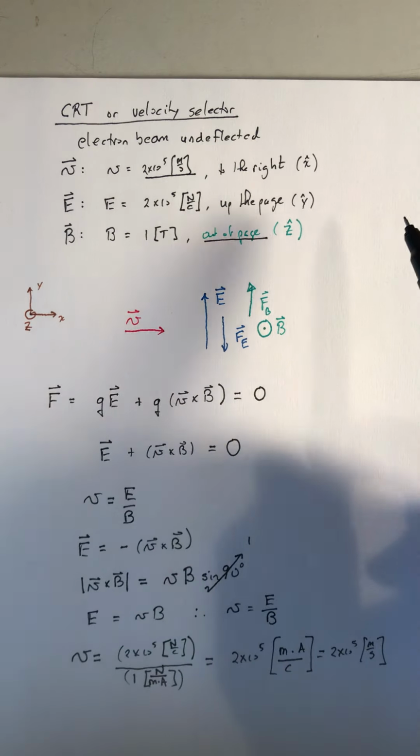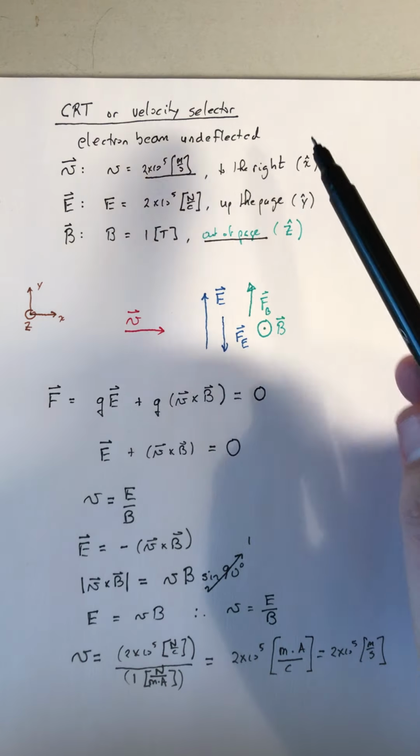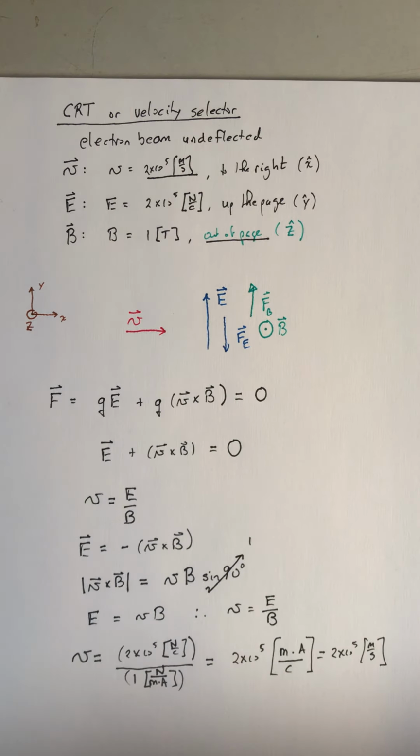There we go. So the cathode ray tube, or alternately using crossed electric and magnetic fields as a velocity selector.